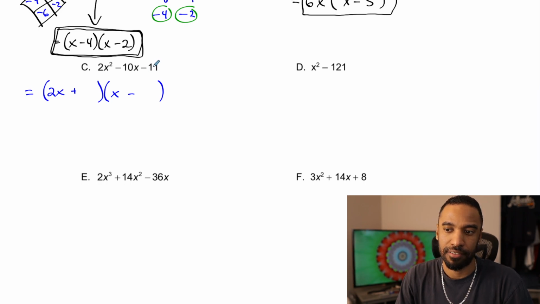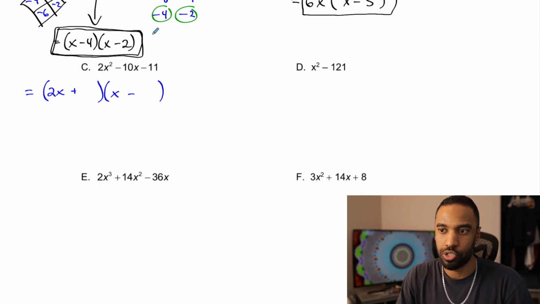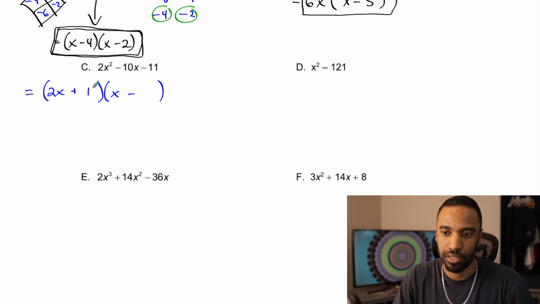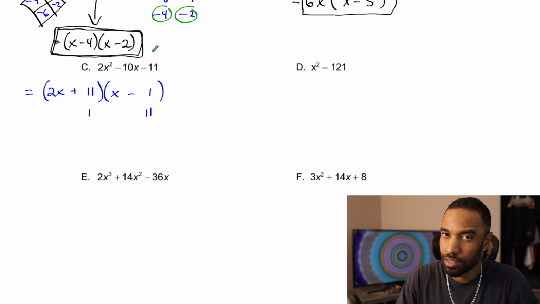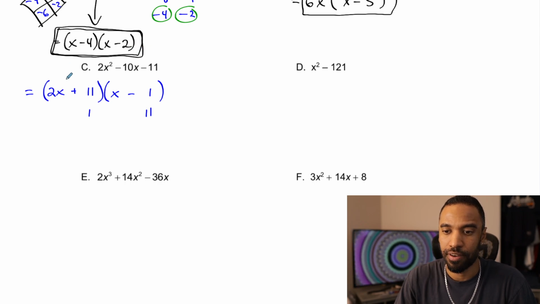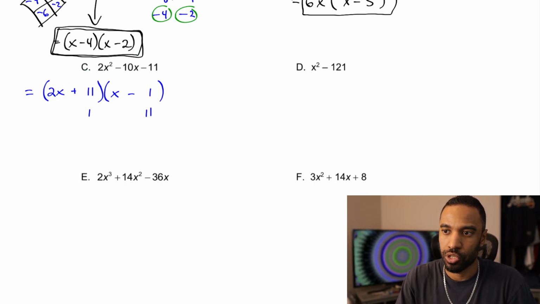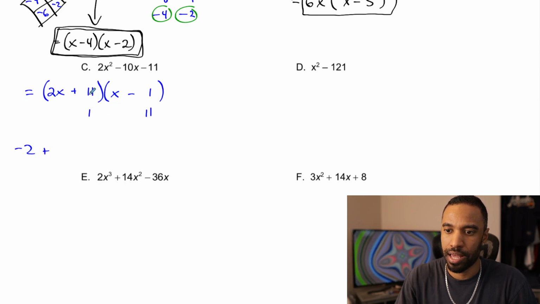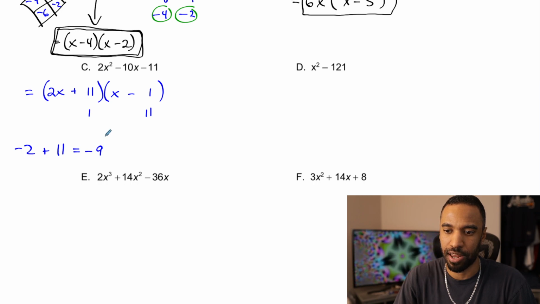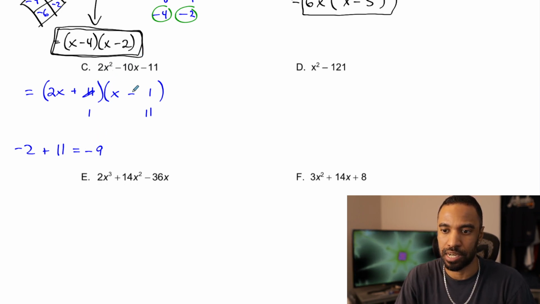My factors of 11 are 11 and 1, so I have one of two options here, either 11 and 1 or 1 and 11. And I know I'm trying to add to get negative 10. If I get positive 10, then that would be fine as well. So let me start with the first two. I'm trying 2 times negative 1 is negative 2, plus 11 times 1 is 11. Negative 2 plus 11 is negative 9. Really close to negative 10, but that one did not work.